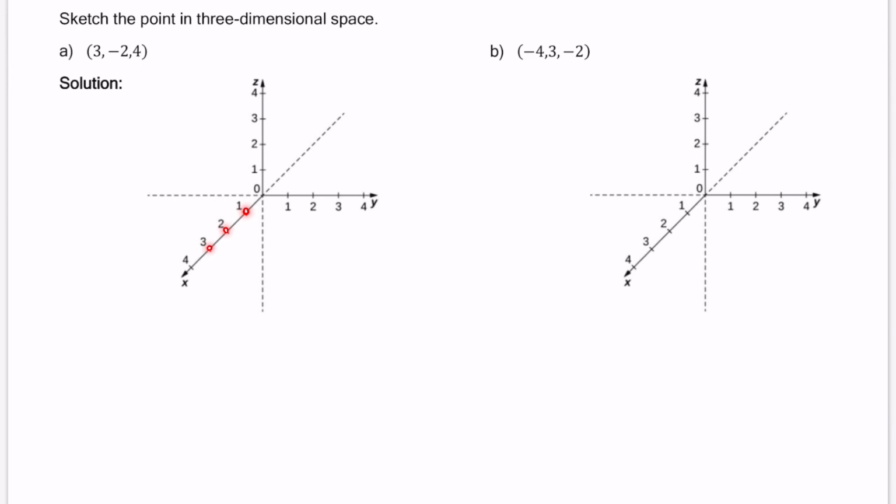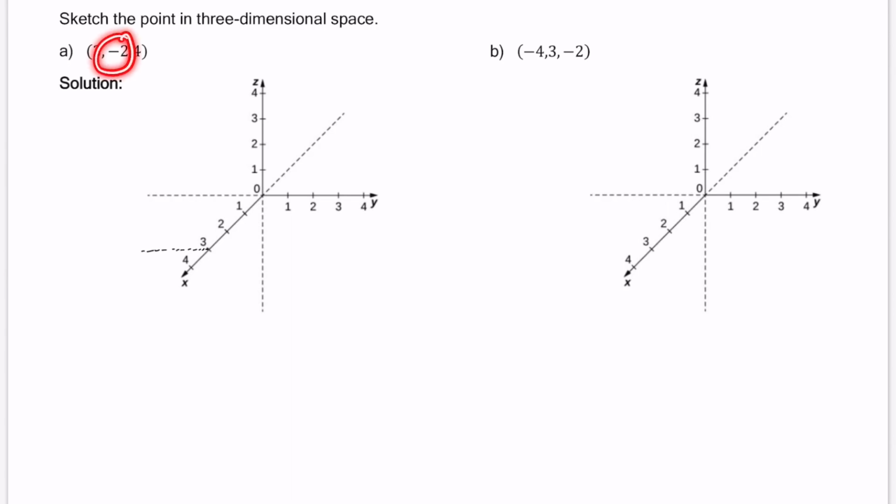So let's first locate 3 along the x-axis. That's 1, 2, 3, that is here. What we're going to want to do is draw a line that's parallel to the y-axis from this point 3. Now, when we locate our y component, it is negative, so that tells me I'm not going to need this positive part of this dotted line, so I'm going to reset.